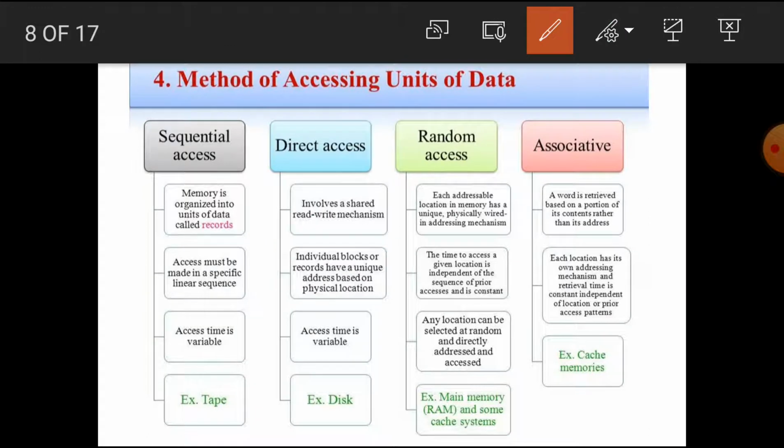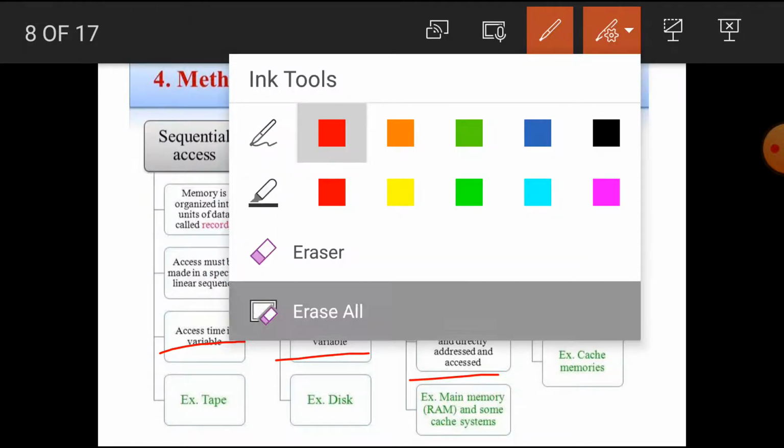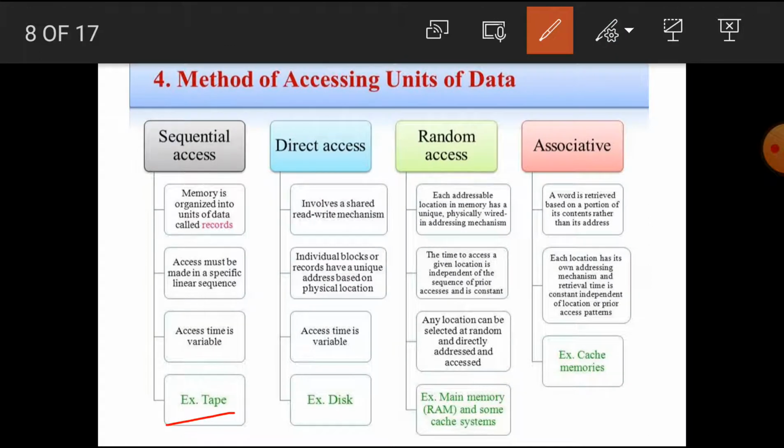The next parameter is, in sequential access, the access time is variable. In direct access, the access time is variable. In random access, any location can be selected at random and directly addressed and accessed. The example of sequential access is tape. The example of direct access is disk. The example of random access is main memory, that is RAM, and some cache systems. And the example of associative access is cache memories.